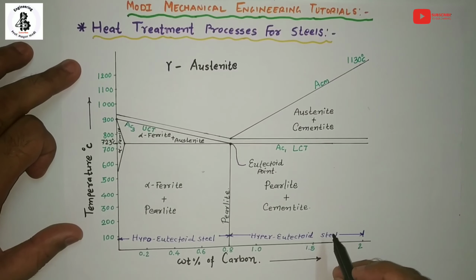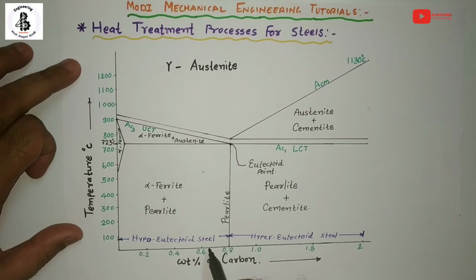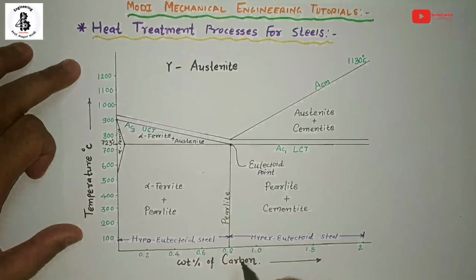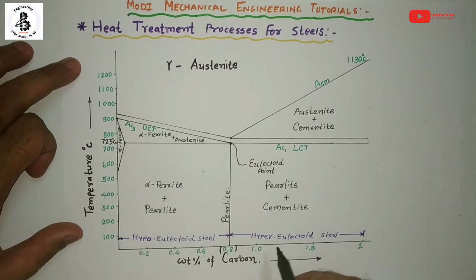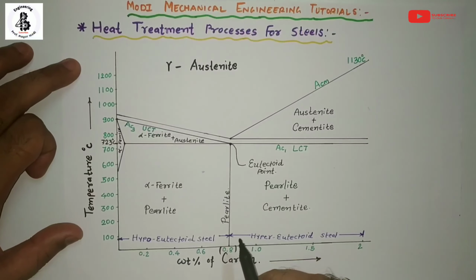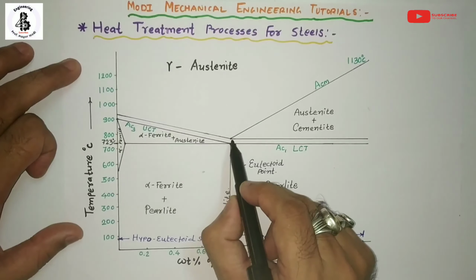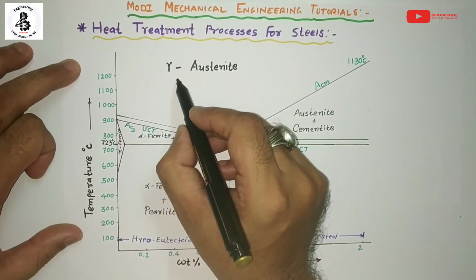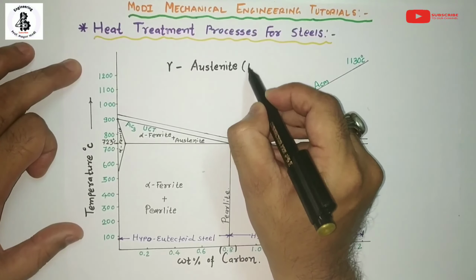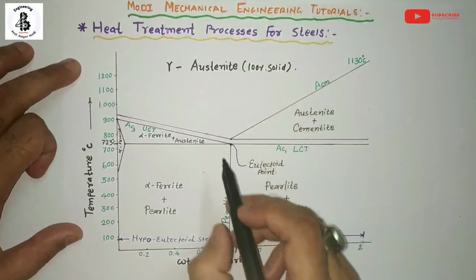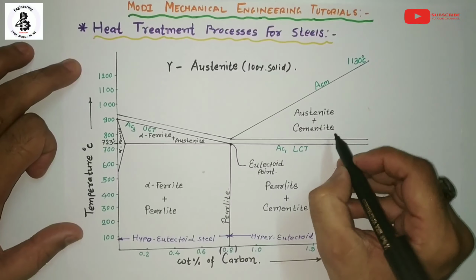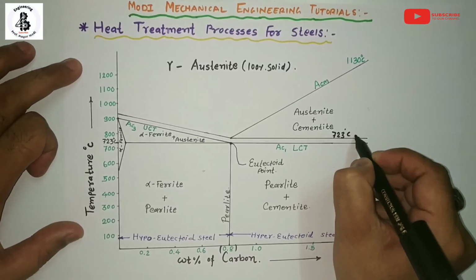If you want to learn in detail about hypoeutectoid steel, eutectoid steel, or you can say 0.8% carbon steel, or hypereutectoid steel, you will find a link in my description box. Just as you can see, it is similar to our iron carbon diagram. Above 723 there will be the formation of gamma austenite, or you can say a 100% solid phase of the steels just above 723 degrees centigrade.